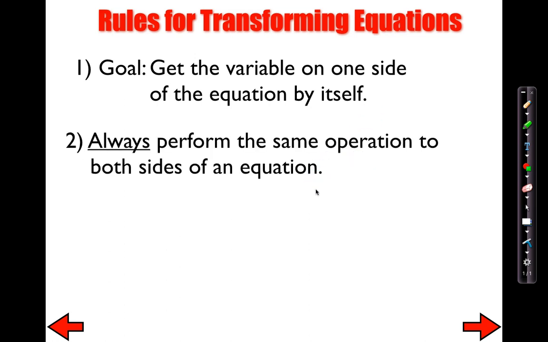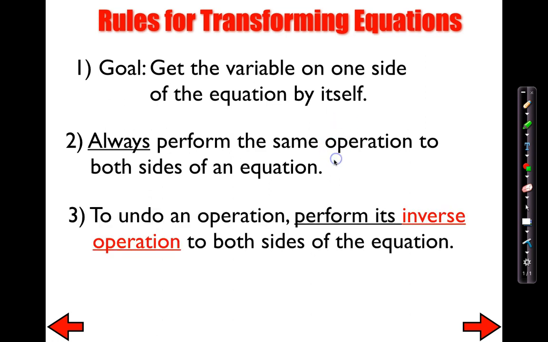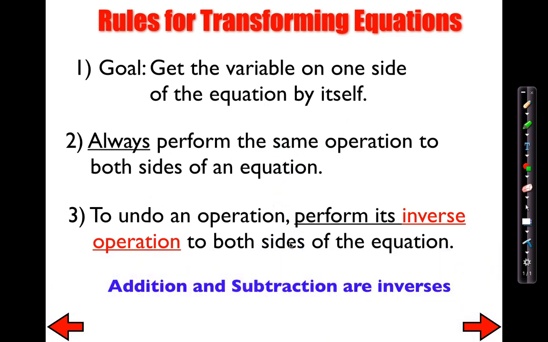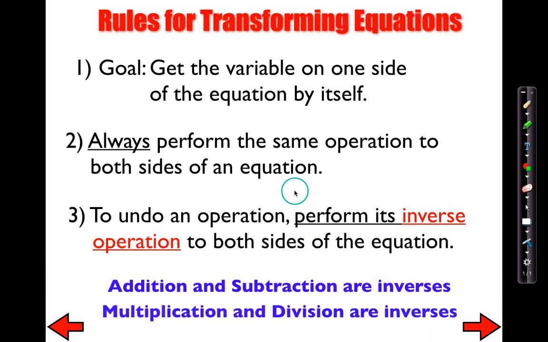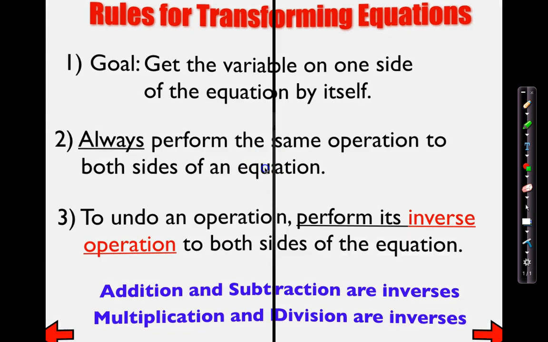Number 2, always perform the same operation to both sides of the equation because we need to make sure we keep it balanced. Hence the properties that we saw earlier: addition property of equality, subtraction property of equality, multiplication property of equality, and division property of equality. We do those things to make sure they remain equal on both sides. Number 3, to undo an operation, perform its inverse operation to both sides. So, quick reminder, addition and subtraction are inverses. They undo one another. And of course, multiplication and division are inverses because once again, they undo one another.